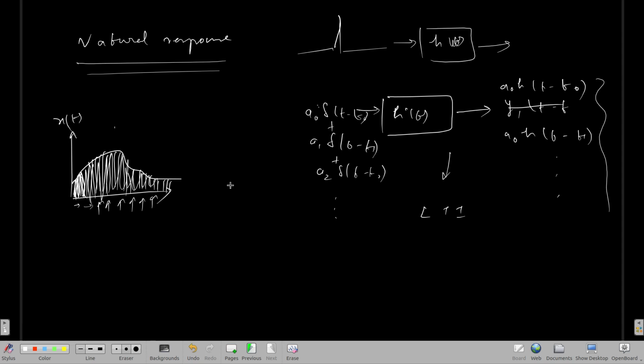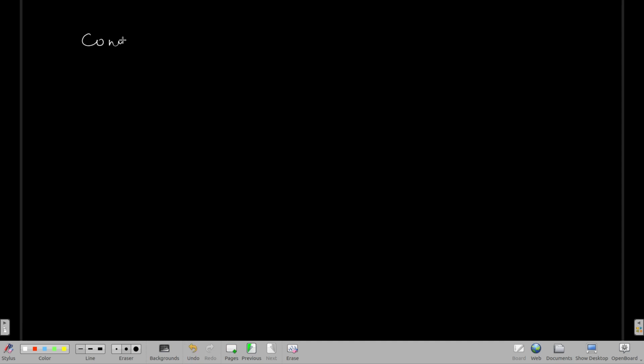So this concept of dividing the input into very much smaller intervals of time, then applying the weighted impulse to the system, then finally adding the whole thing up, this concept is called convolution. And when it comes to a continuous time system, it becomes a convolution integral. Instead of a summation, it becomes an integral.